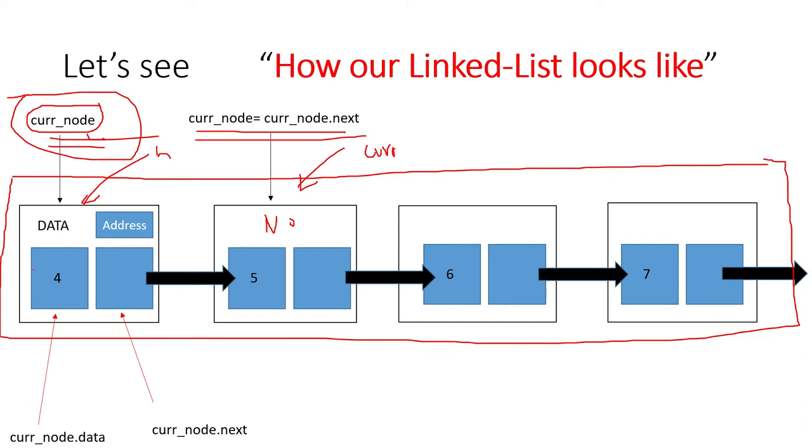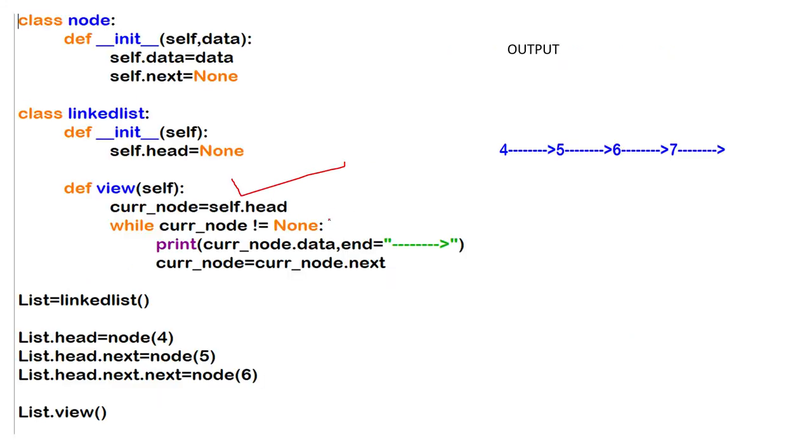So it is a valid node, it is not None. It has some data part and address part, so this whole block is not None. While current node is not None, we will extract the current node's data part. In here the first is head, which is 4. So we'll print current node.data, and we'll move to the next node by just doing current node is equal to current node.next.